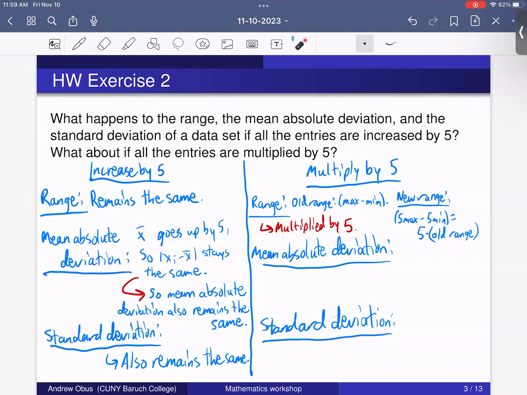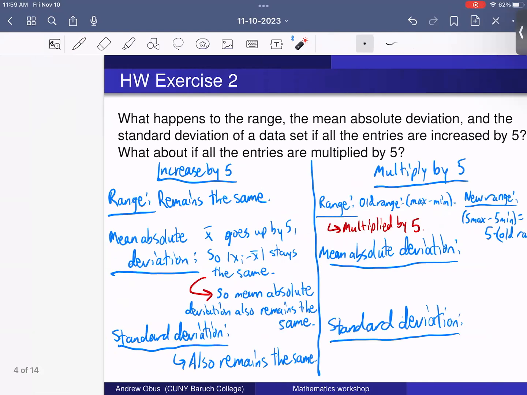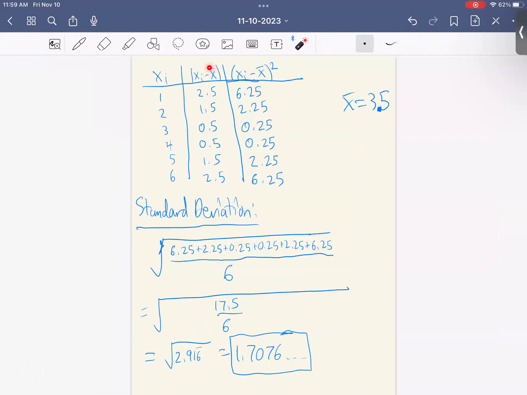What happens with the mean absolute deviation? Well, what we really care is what's happening to all of these entries. If every entry here gets multiplied by 5, so all of the xi's get multiplied by 5, the mean of the data set will also get multiplied by 5. If you multiply every entry by 5 in a data set, then the average also gets multiplied by 5. So this gets multiplied by 5 and this gets multiplied by 5, which means the entire quantity in this column also gets multiplied by 5. So everything here is getting multiplied by 5.